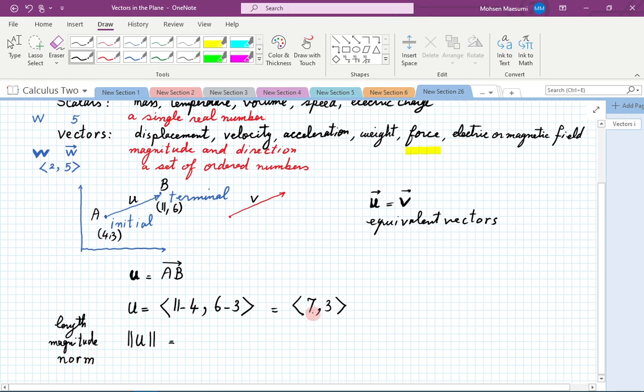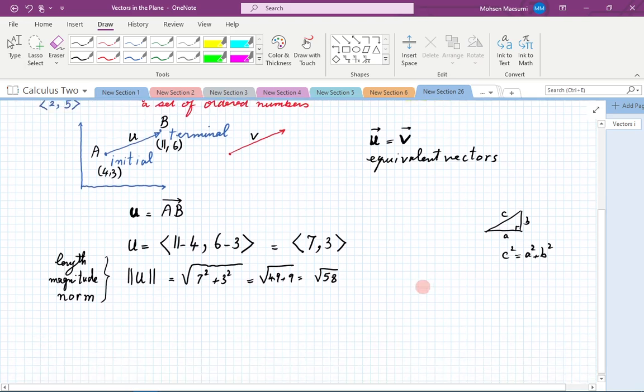So what's the norm? That's exactly what you remember from Algebra 1 maybe 4 or 5 years ago, where you apply the Pythagorean theorem. If you have a right triangle with sides A and B and a hypotenuse C, you know this most famous formula in mathematics, that the hypotenuse squared is the sum of squares of the two legs. So here we do the same thing: 7 squared plus 3 squared, that is 49 plus 9, and of course that is square root of 58. So length, magnitude, or norm is shown by this notation.